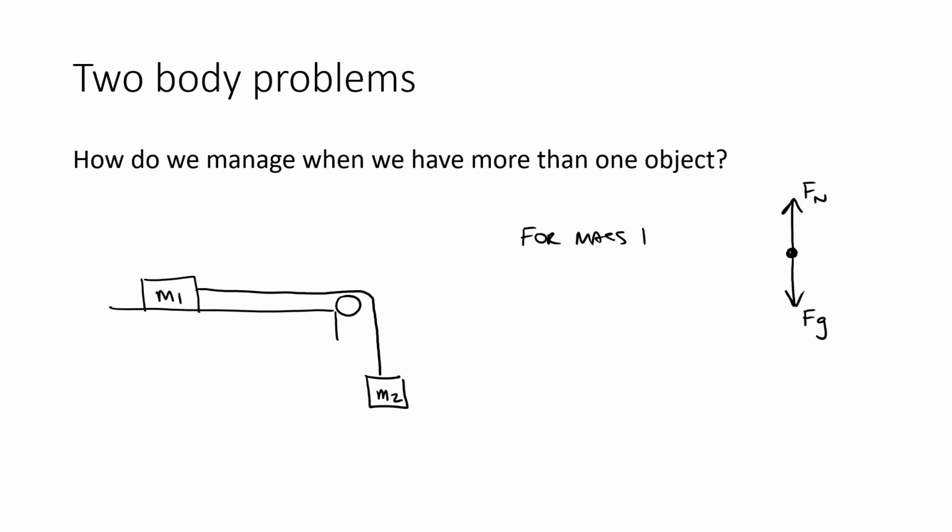And in my picture, it's going to be pulled to the right. All right, so I'm just going to label a force to the right as the tension, or T, because it's being pulled by a rope.